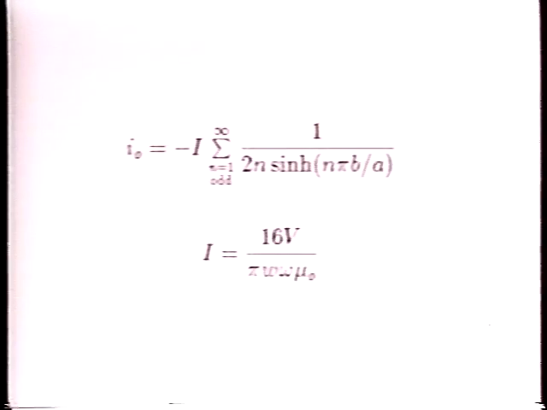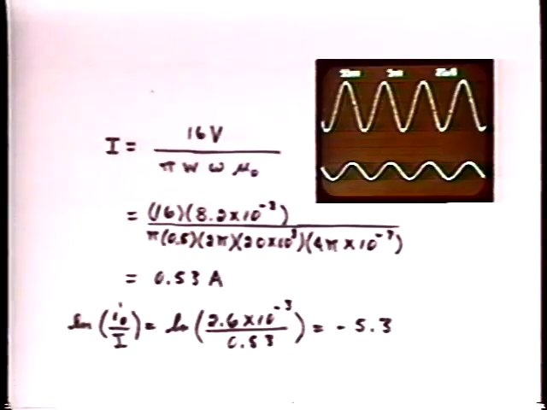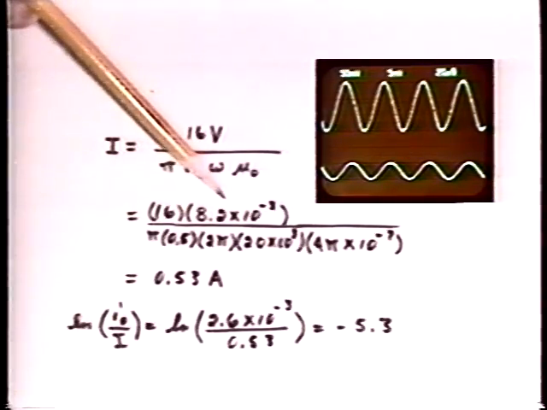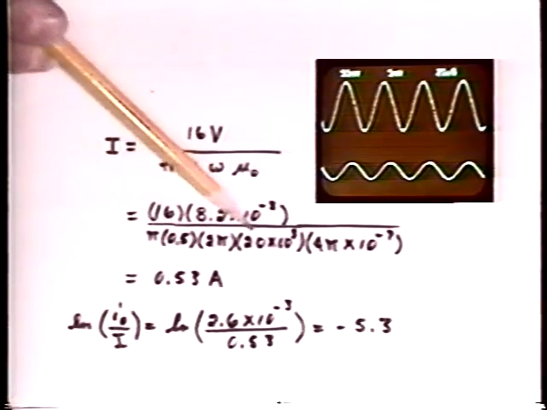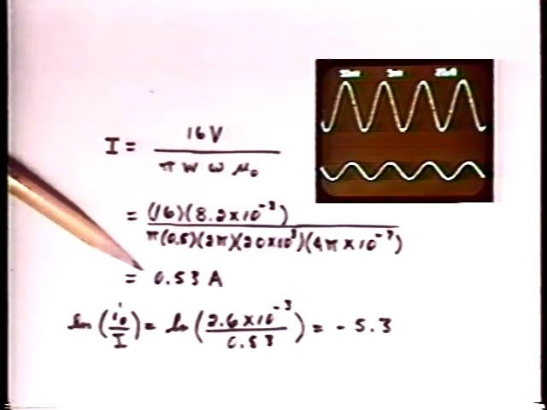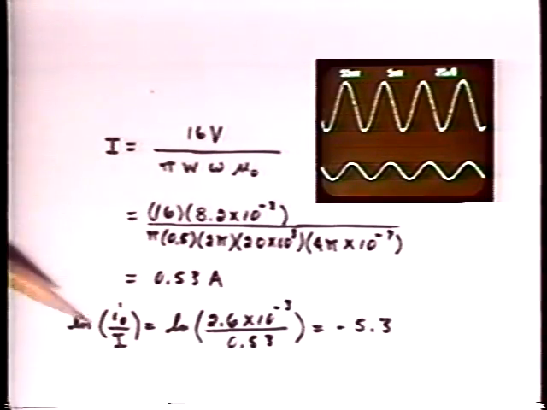To make a quantitative comparison between what we predict and what we measure, we need to compute the normalizing current, I. The measured applied voltage, V, is 8.2 millivolts peak. The width, W, is half a meter, and the frequency is 20 kilohertz. So in this case, I is 0.53 amperes. With B equal to A, the measured current I sub 0 is 2.6 milliamps peak. So the natural log of this current, normalized to I, is minus 5.3.